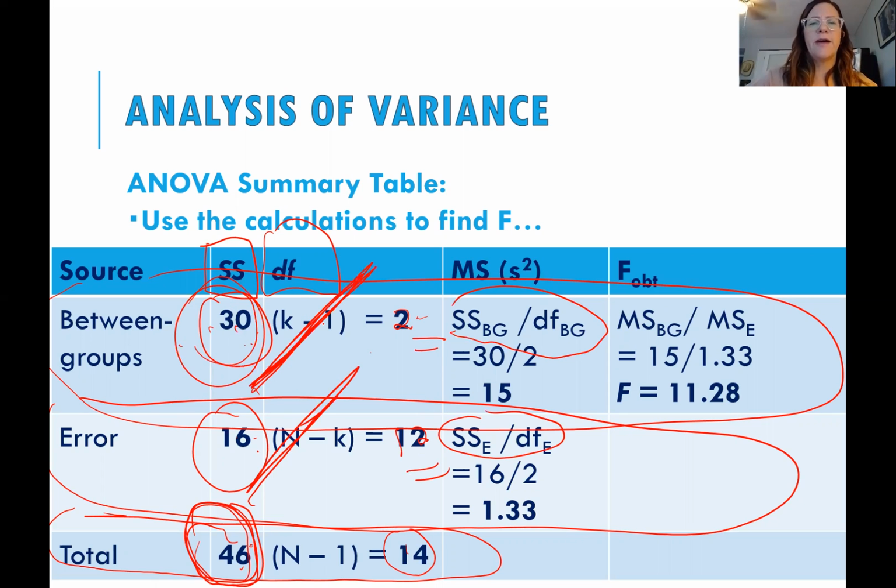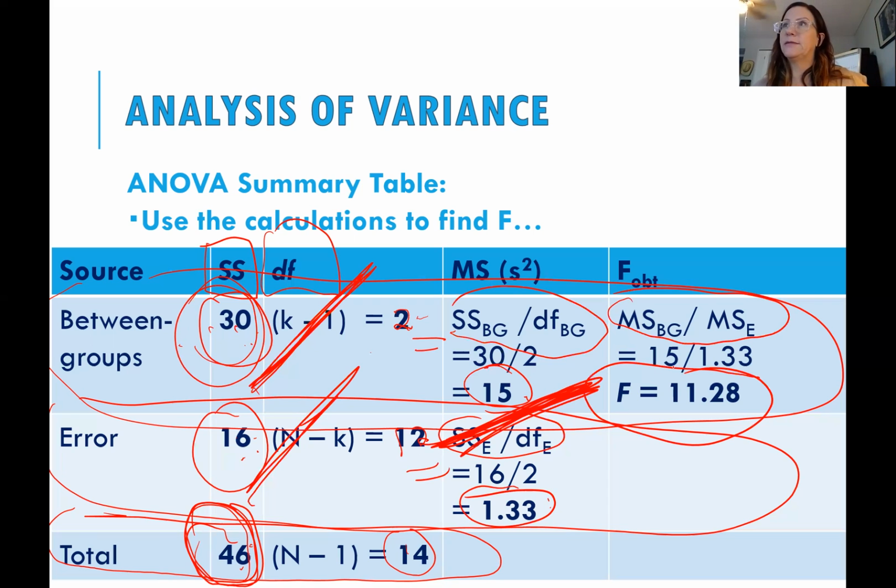So 30 divided by 2 is 15. 16 divided by 12 is 1.33. Then think of this as division right here. Here's a division, okay? 15 divided by 1.33. So if you look, mean square between groups divided by mean square error. 15 divided by 1.33 is 11.28.